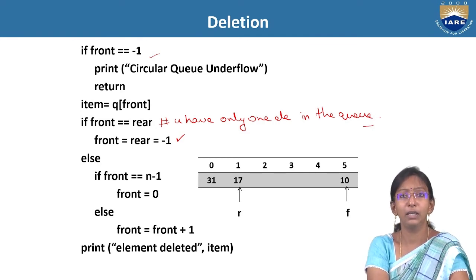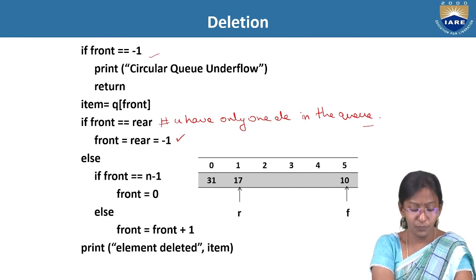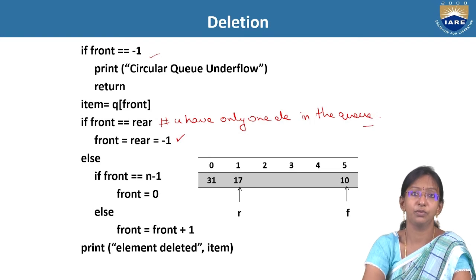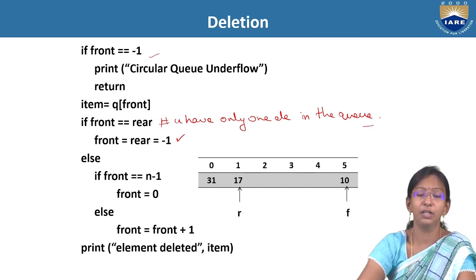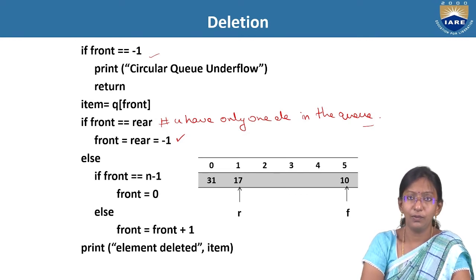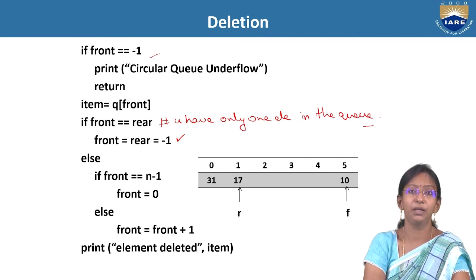Then one more condition: what if your front is pointing to n minus 1, that is the last position? If it is pointing to the last position, let it point to the 0th index, saying that you have removed the element at the highest index. If these are all not the cases, then simply increment the front and remove the element.